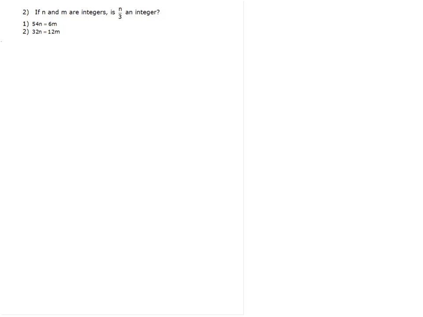Okay, so that was 2 minutes again. Do you see we have one answer here? So let's run through this as well. We know that n and m are integers, and we want to know if n over 3 is an integer.